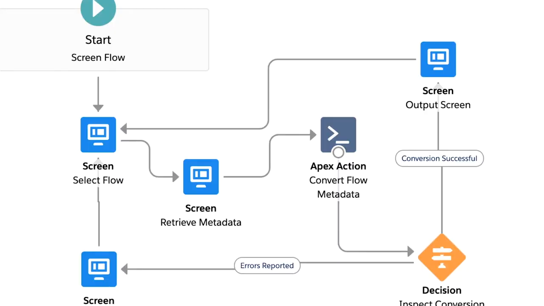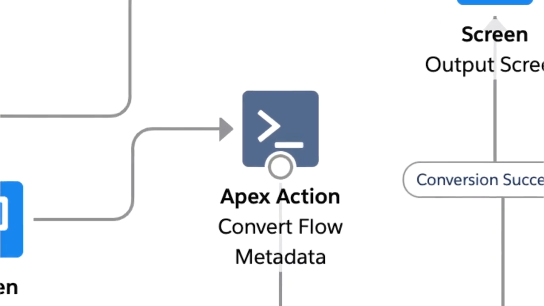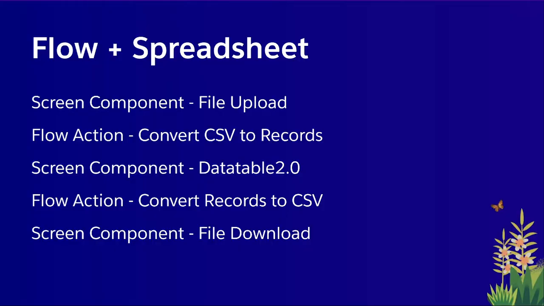As you can see, though, as a Flow admin, I don't have to think about that code because it's been published in the form of Flow Screen Components and Flow Actions, reusable building blocks that I can use to snap together my business solutions. Let's take a look at another powerful example of this. Flow now works great with spreadsheets. That's because of more new things that you can install into your org.